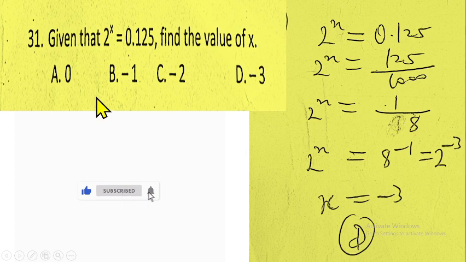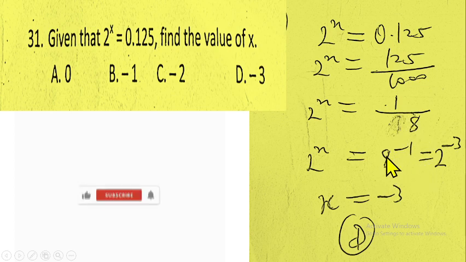Question number 31 is from indices as well. Given that 2 raised to power x is equal to 0.125, find the value of x. If you change this one to a fraction, you have 125 over 1000. 125 can go in 125, and 125 can go in 1000. That gives us 1 over 8, so 1 over 8 is 8 raised to power minus 1.